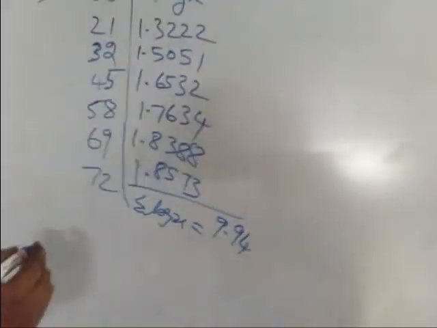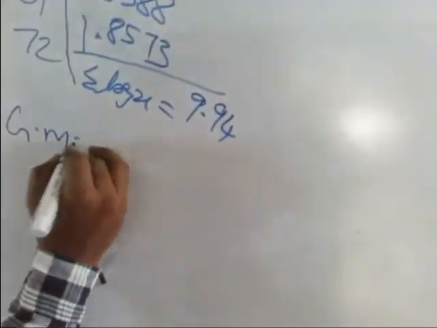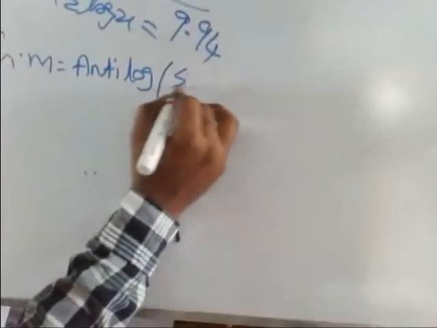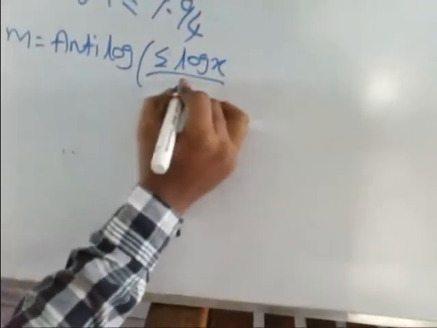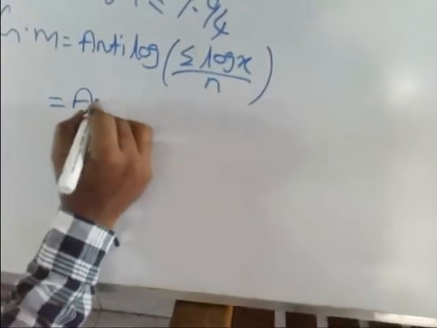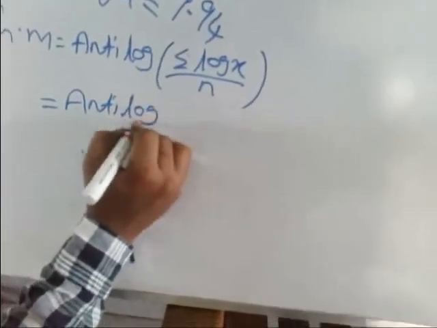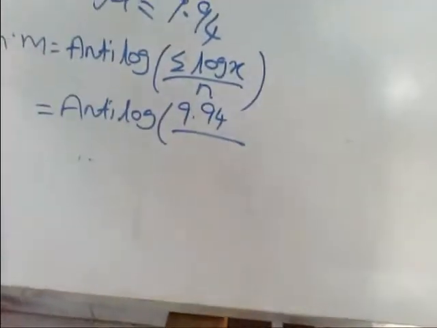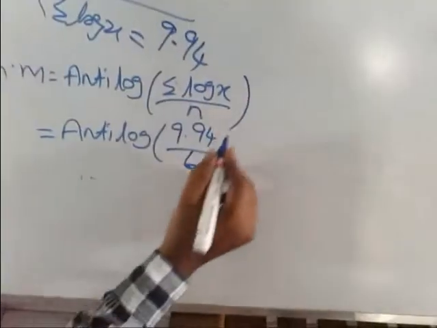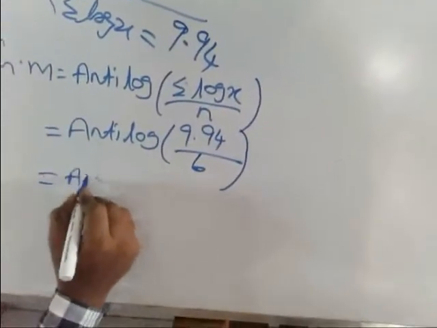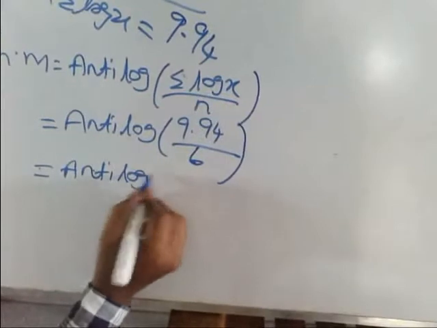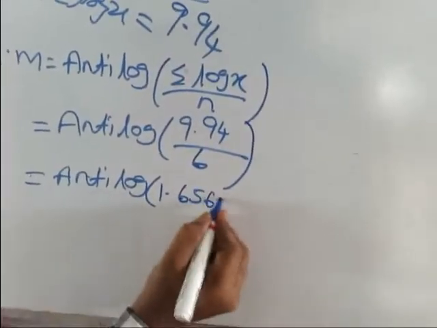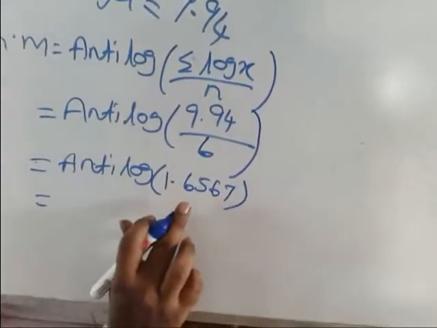Check the values. Now come to the formula. GM equal to antilog of summation log x by small n. That means antilog of 9.94 divided by n. How many values? 1, 2, 3, 4, 5, 6 values. 6 data are given, so divide by 6. Now you divide this value. If you divide this, we get 1.6567. Check it. Now for this you find the antilog.